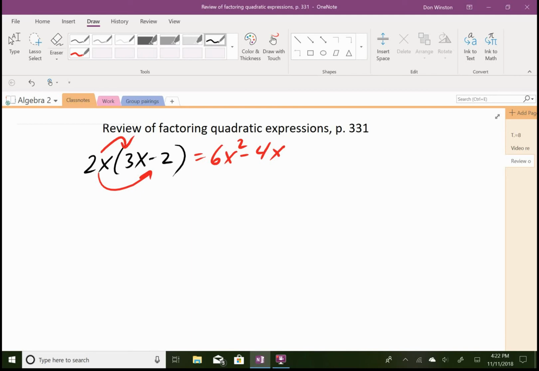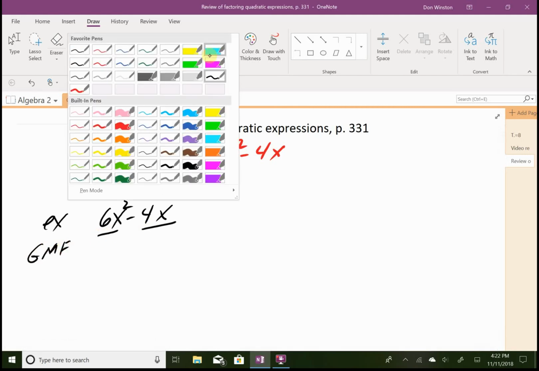Well, factoring is the inverse of distributing, or factoring is dividing. The inverse of multiplying is dividing. So let's say here I start with a problem, 6x squared minus 4x, and I want to factor that. In order to factor this, I have to find what's called the greatest monomial factor, the GMF. Okay, so let's find the greatest monomial factor.